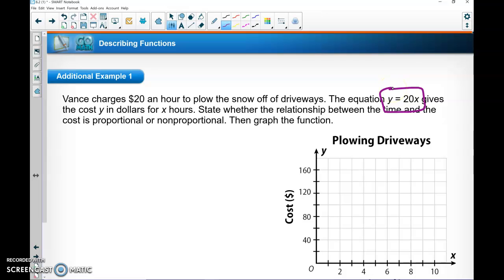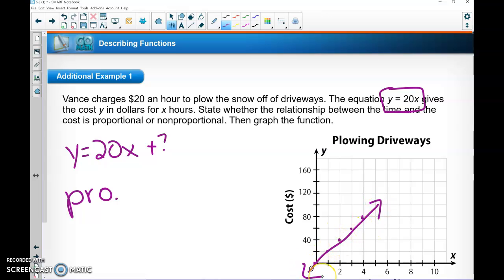State whether the relationship between the time and cost is proportional or non-proportional. So y equals 20x. There's no plus a number here, so I know it's going to be proportional. I can graph it as well. So for 1 hour it's 20, that means 2 hours he'd make 40, 3 hours he'd make 60, 4 hours he'd make 80.